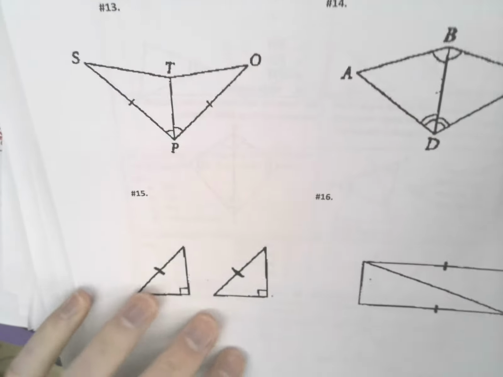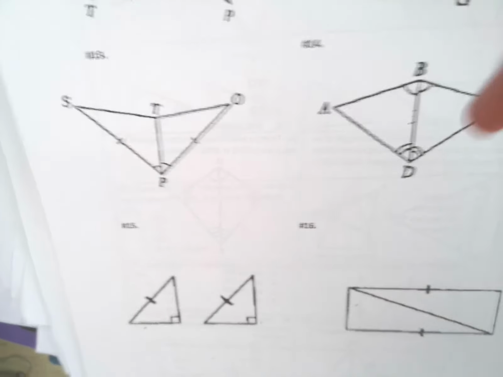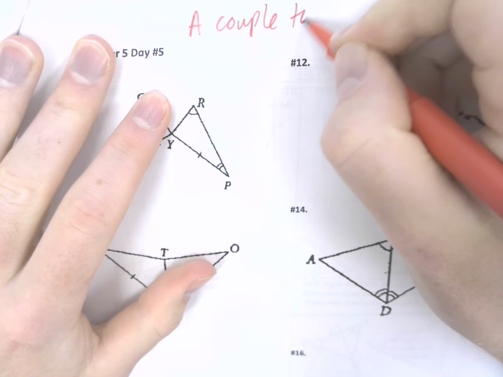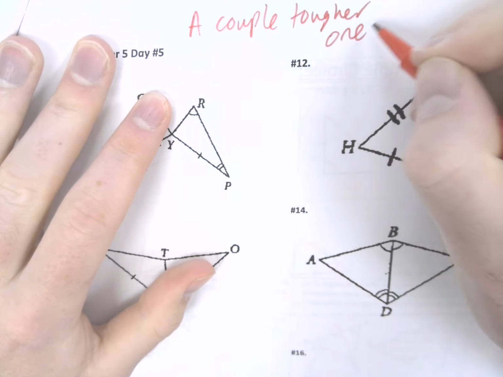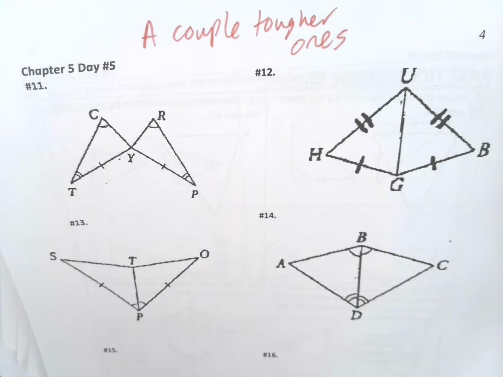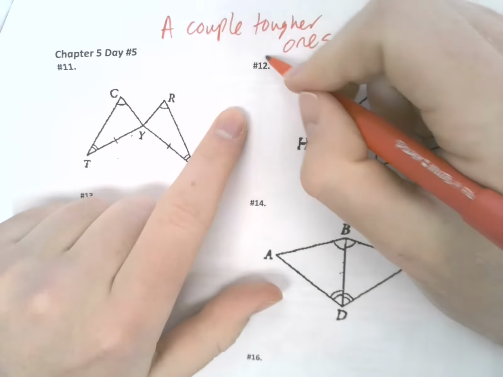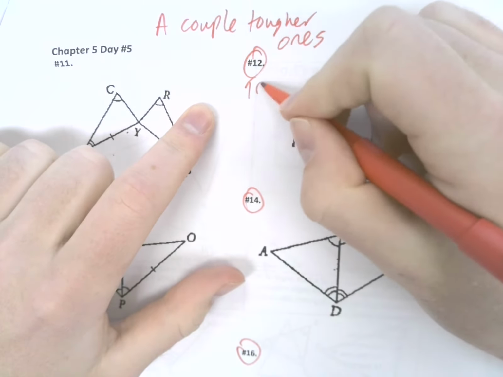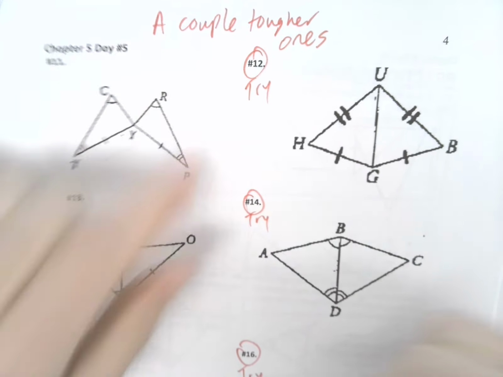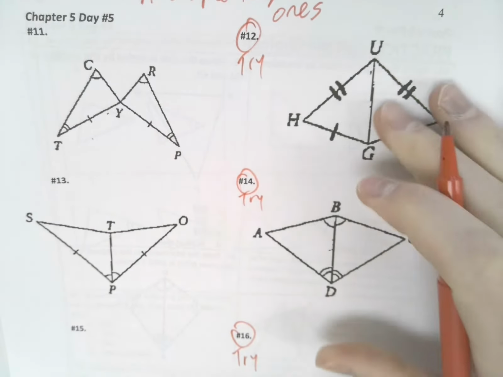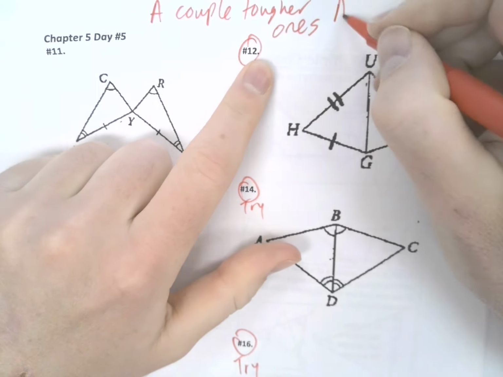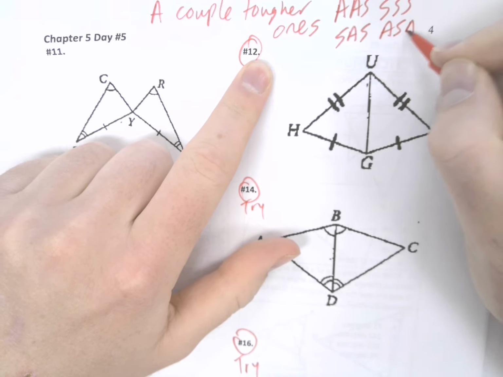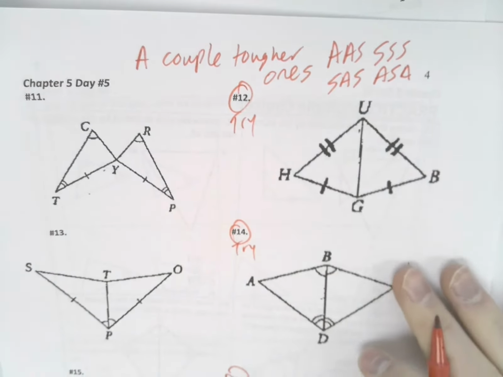So those are ways we prove triangles are congruent. And so as we flip to the last page, I just want to look at a couple tougher ones together before we close. We're almost finished. So I thought I would let you guys try just these 3 on the right side here. See if you can try 12, 14, and 16 for me. Remember our 4, we've got AAS, SSS, SAS, and ASA. Go ahead and give it your best shot.